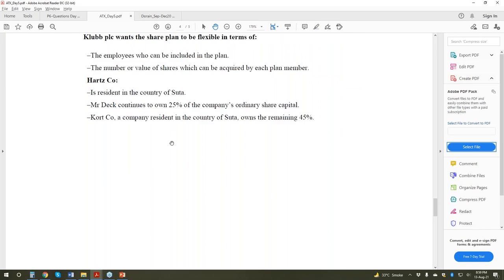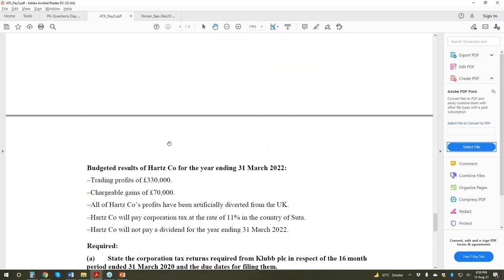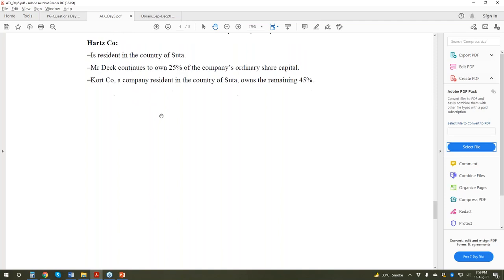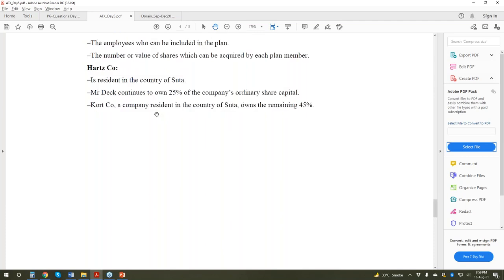Now moving on to the last part of the question. Hartsco is a resident in the country of S. Mr. Deck continues to own 25% of the company share capital. Keiko, a company resident in country S, owns the remaining 45%. So 45 plus 25, 70%, and then we have the remaining 30%. We have just bought it from Mr. Deck. We, the club PLC.